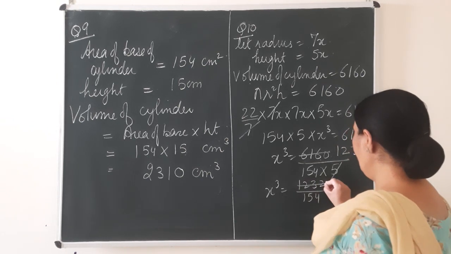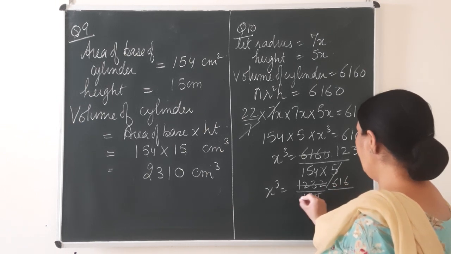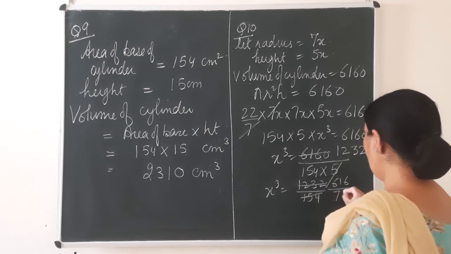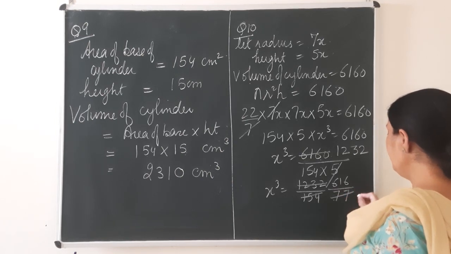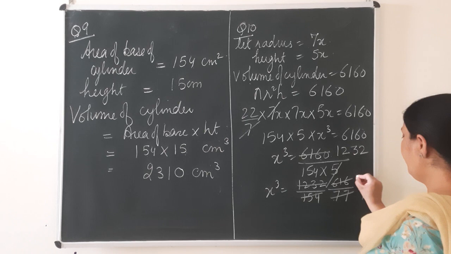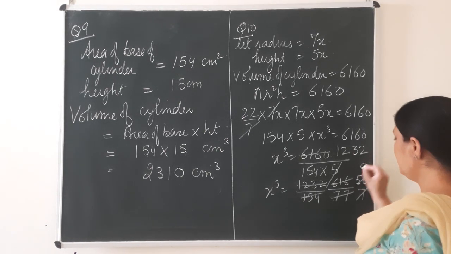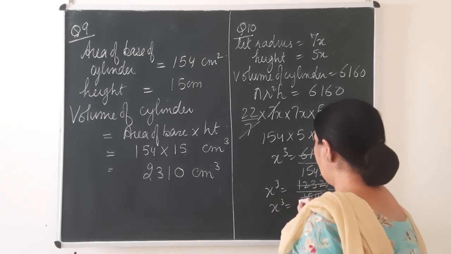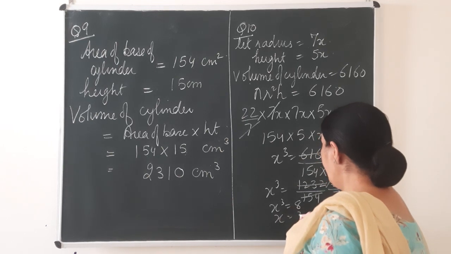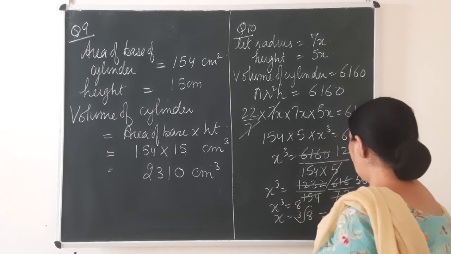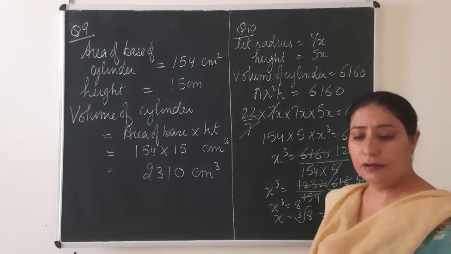On the table of 2, 2 sixes are 12, 2 ones are 2, 2 sixes are 12. Again 2 sevens are 14. Now on the table of 11, 11 sevens are 77, 11 fives are 55, 11 sixes are 66, 7 eights are 56. So you have x cube is equal to 8. When x cube is equal to 8, beta, x will be equal to the cube root of 8, that is equal to 2.